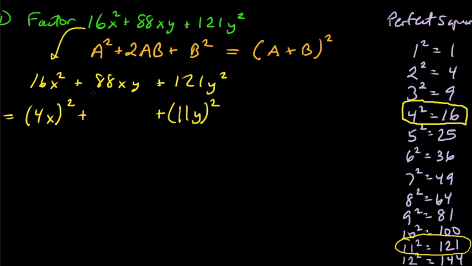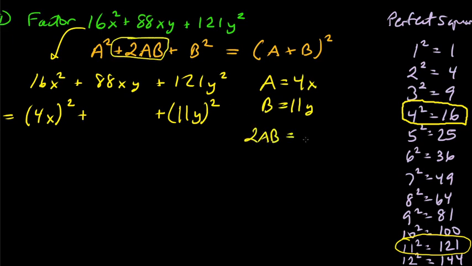Okay, now let's go back to the middle term that I said we were skipping for the moment. Now we have to come back to that. 88xy, right? So we know that capital A is 4x and capital B is 11y. So is this a perfect square? Is the middle term 2 times AB? So what's 2AB? Well, it's 2 times 4x times 11y.